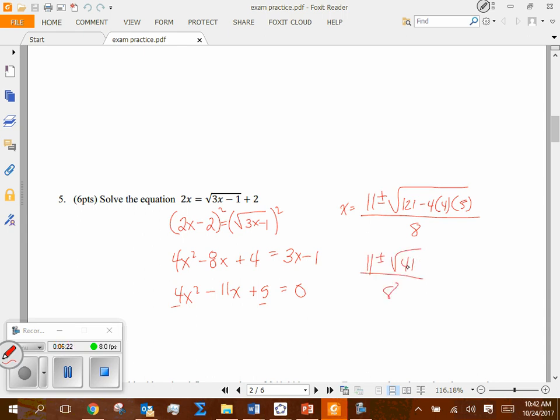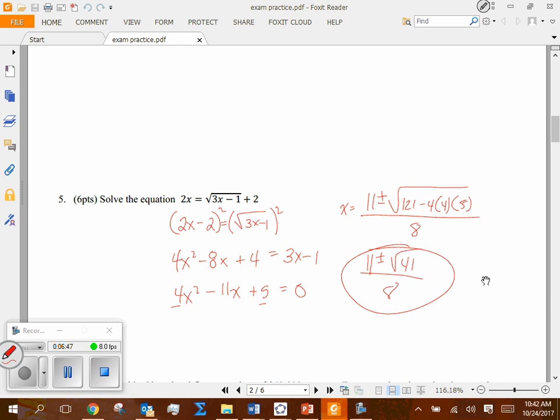I know radical 41 is not a perfect square, so that is my final answer for that equation. Or I guess those are my two options. I don't want to say final answer, but those are my two options. We'll do 11 plus root 41, and then divide that by 8.